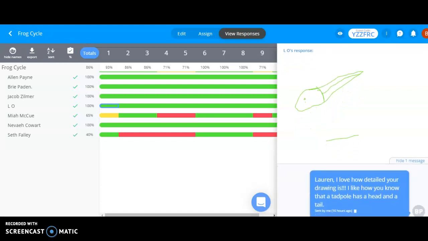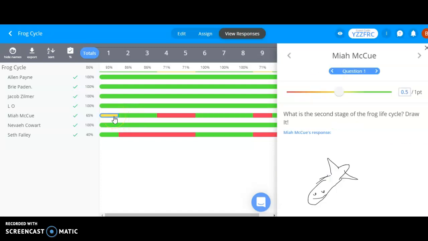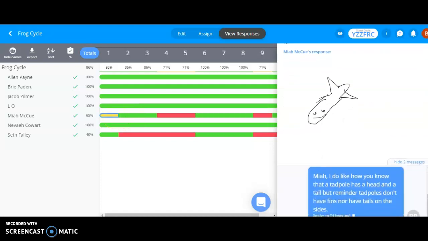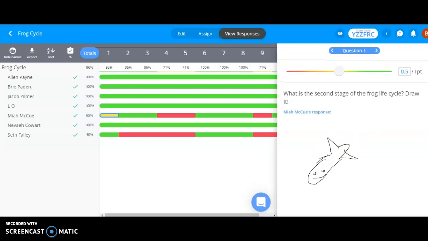And draw it. Here we have Lauren's, and Lauren, I love how detailed your drawing is. I like how you know that a tadpole has a head and a tail, so therefore I gave you full credit. And here we have Maya's, and Maya, I do like how you know that a tadpole has a head and a tail, but just a reminder, tadpoles don't have fins nor have tails on their sides. So, because you did give me a head and a tail, I am going to give you half credit, but just know that the tail is not on the sides like that.